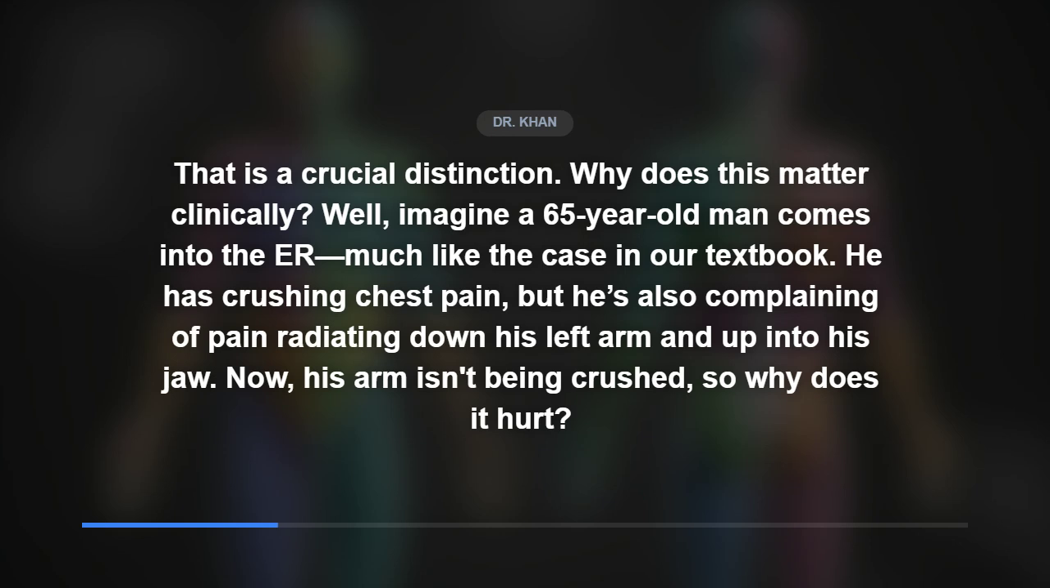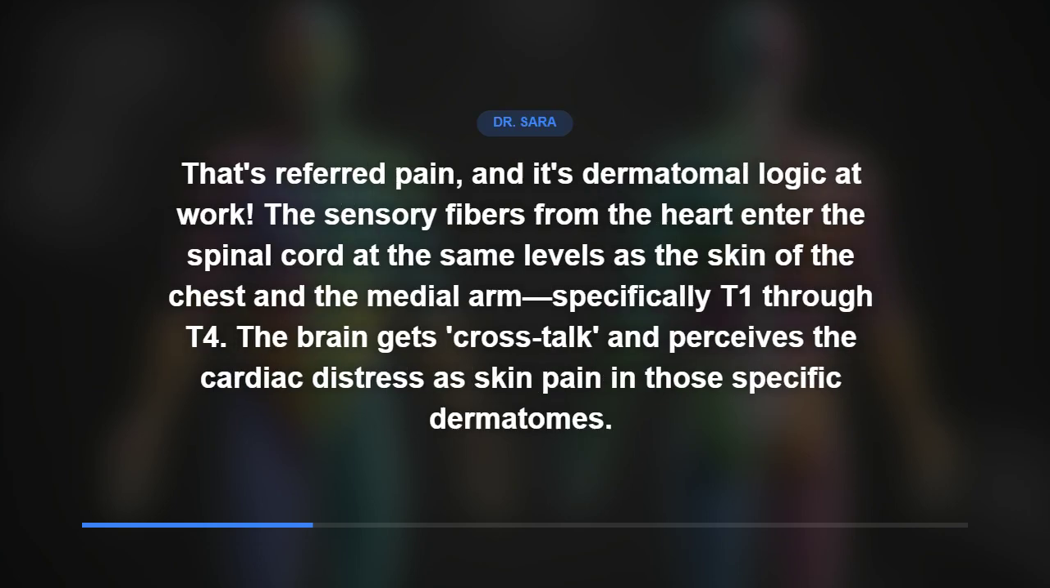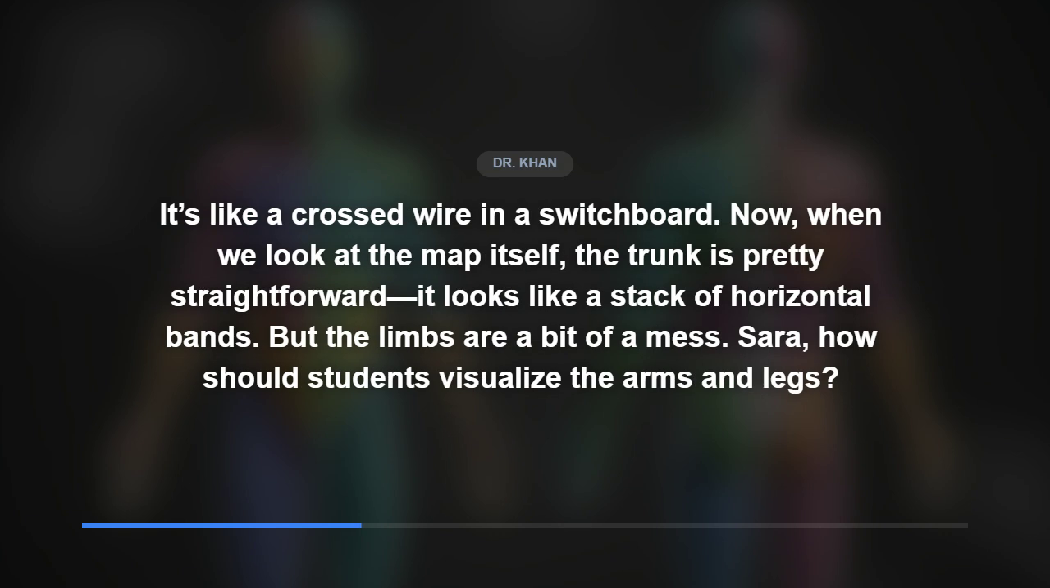Why does this matter clinically? Well, imagine a 65-year-old man comes into the ER, much like the case in our textbook. He has crushing chest pain, but he's also complaining of pain radiating down his left arm and up into his jaw. Now, his arm isn't being crushed, so why does it hurt? That's referred pain, and it's dermatomal logic at work. The sensory fibers from the heart enter the spinal cord at the same levels as the skin of the chest and the medial arm, specifically T1 through T4. The brain gets crosstalk and perceives the cardiac distress as skin pain in those specific dermatomes. It's like a crossed wire in a switchboard.